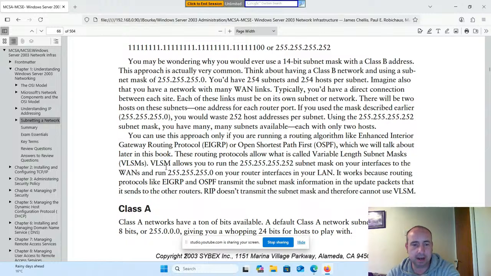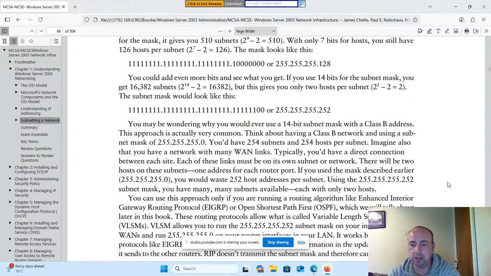VLSM. VLSM allows you to run the 255.255.255.252 subnet mask on your interfaces to the WANs and run 255.255.255.0 on your router interfaces in your LAN. It works because routing protocols like EIGRP and OSPF transmit the subnet mask information in the update packets that they send to other routers. RIP doesn't transmit the subnet mask and therefore cannot use VLSM.